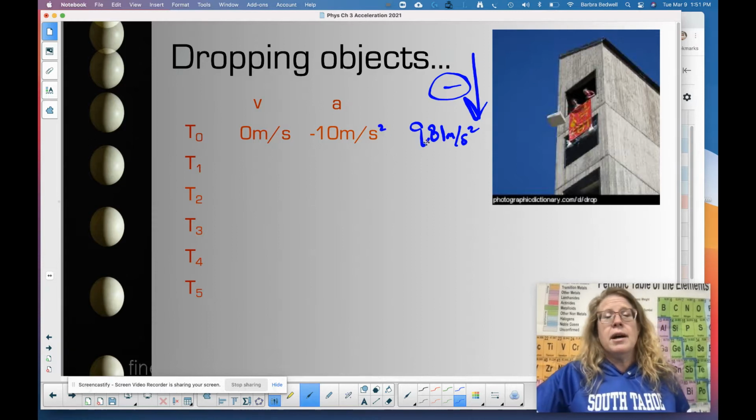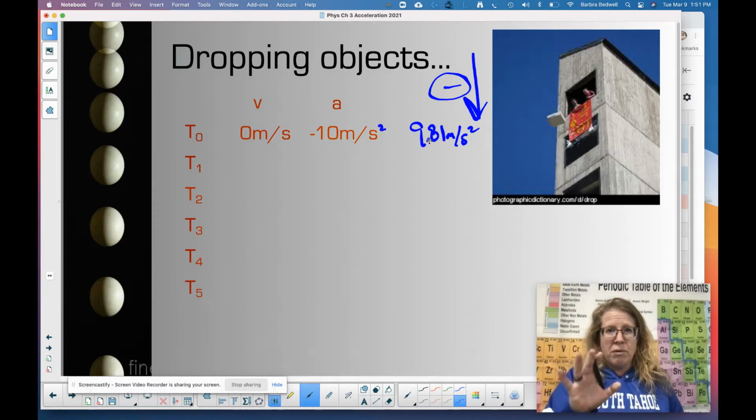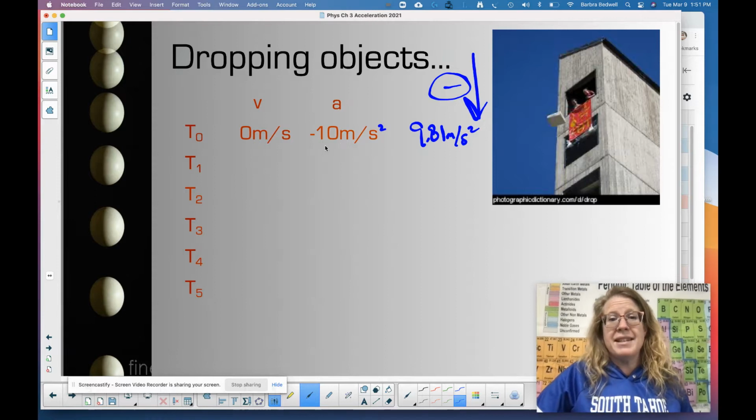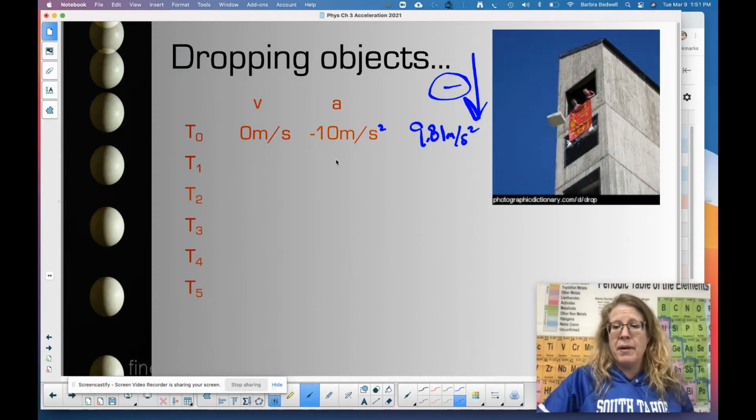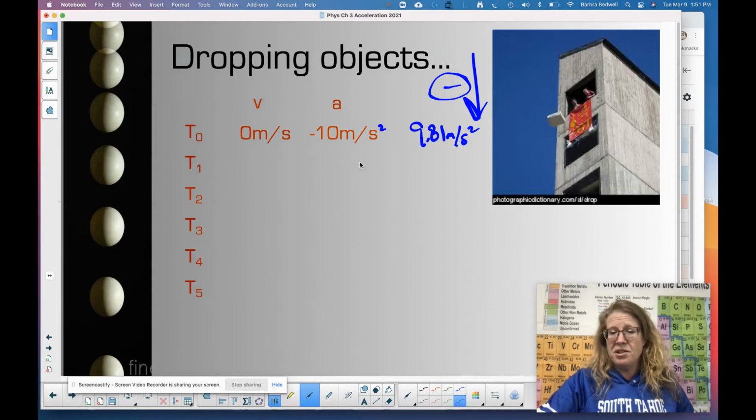Sorry about that. For the purposes of what we're doing right now, I'm just going to round it to 10 so that we can go through this little thought experiment. As you're doing actual calculations, you want to be using the value of either 9.8 or 9.81 for the actual value of acceleration, again, in the downward direction.